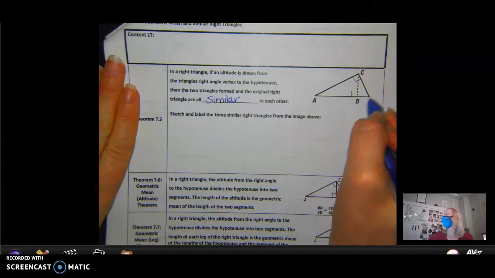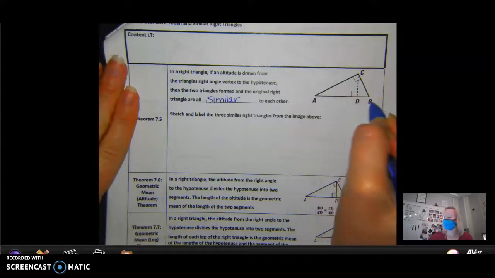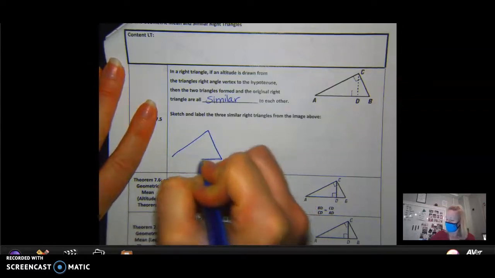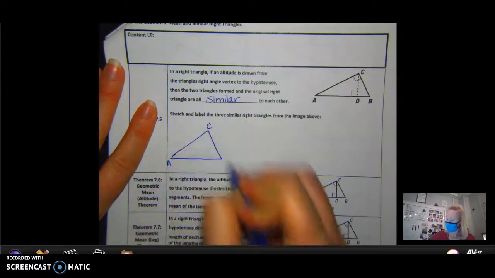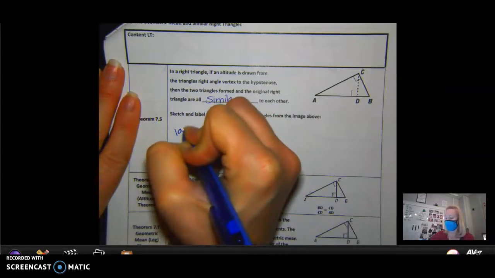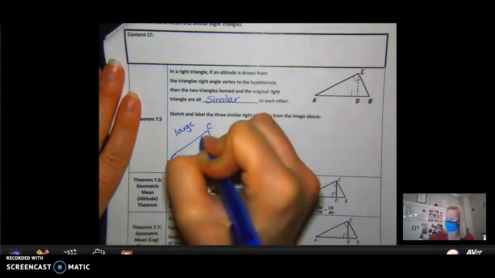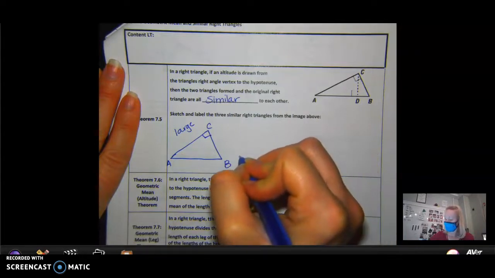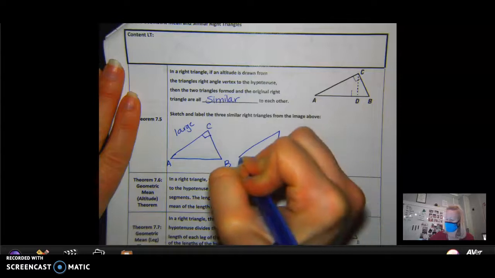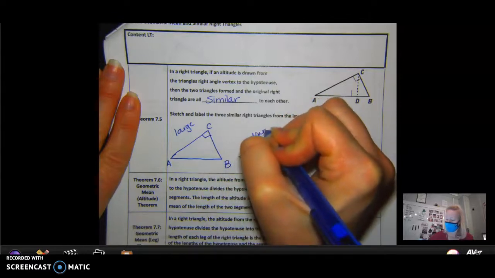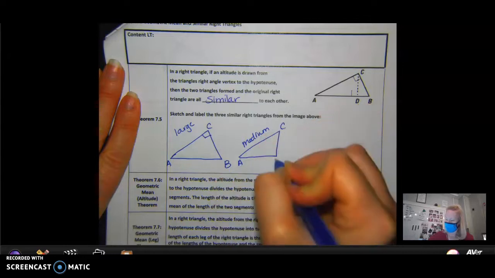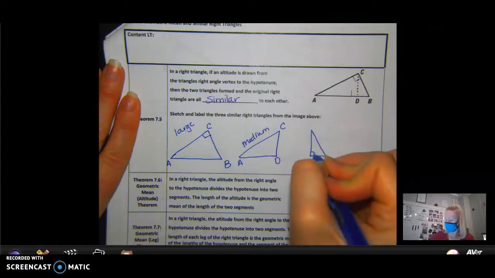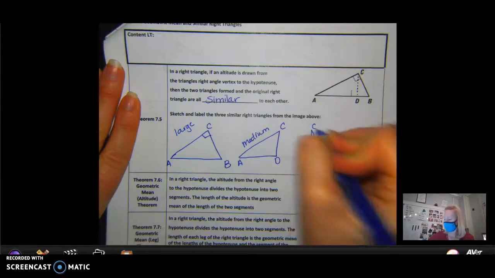There's how many triangles total here? There's actually 3 triangles total. There's the big one, which is A, C, B. You guys see the large one? This is 90 degrees right here. There is the medium one, which is A, C, D. And then there's the small one, which is D, B, C.